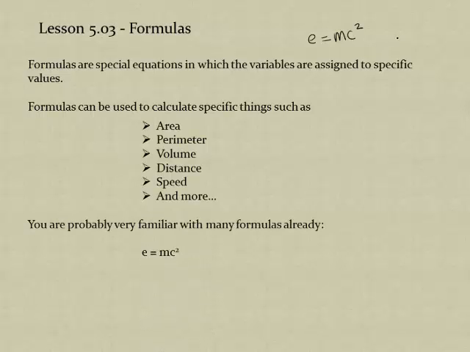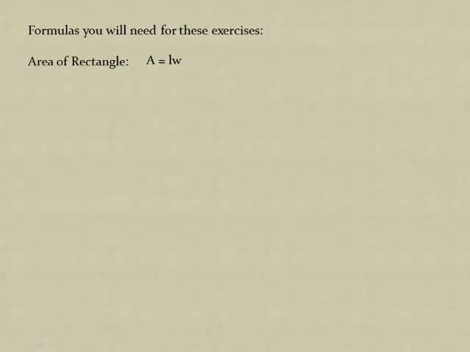As I said, you're very familiar with some formulas already. E equals mc squared, area is pi r squared, distance equals rate times time, and there's even more than that. You will need some formulas for some geometrical figures. Area of a rectangle is length times width.